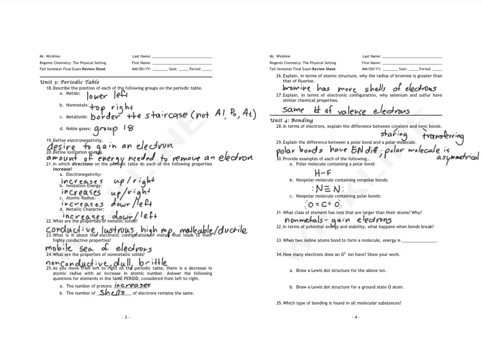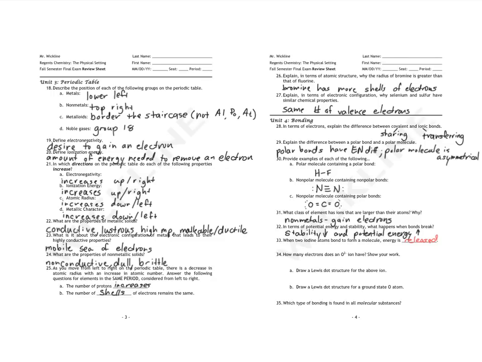In terms of potential energy and stability, what happens when bonds break? So when bonds form, stability increases and the energy decreases. So when bonds break, stability would decrease and the potential energy would increase. As I just said, when bonds form, energy is going to decrease. So when two iodine atoms bond to form a molecule, energy would be released.